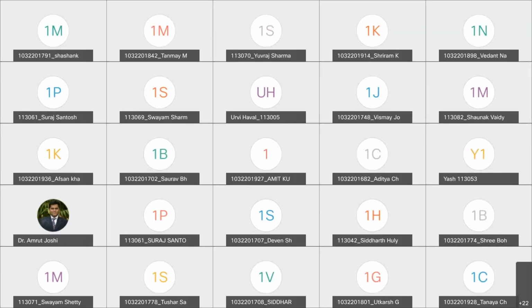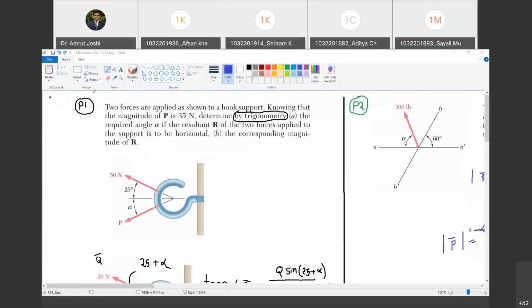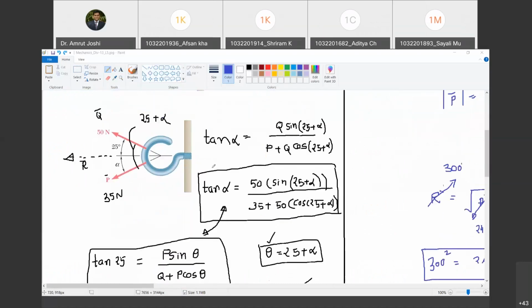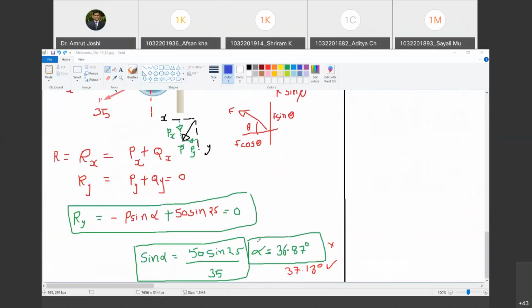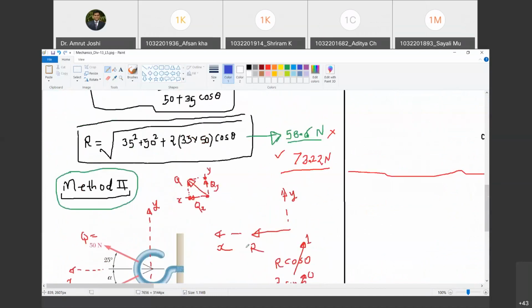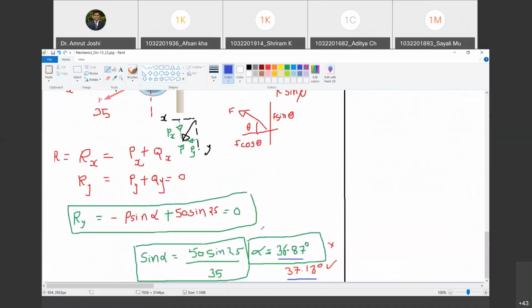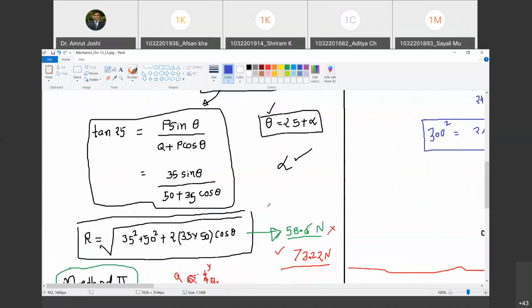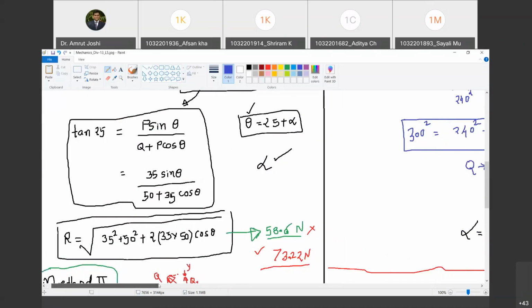To begin with, we will do certain corrections in the previous lecture. So there was a calculation mistake. This angle is not 36.87 degree. If you correctly calculate it, the alpha turns out to be 37.13 degree. So that is the mistake that you have to correct. And if I substitute that as 37.13 degree, then I get the magnitude of resultant as 73.22 Newton and not 0.6 Newton. So these are the corrections that you have to understand.